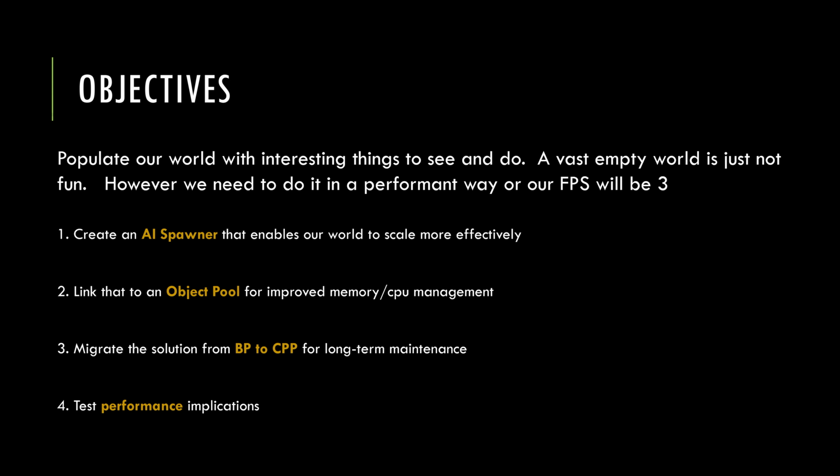So we're going to use four basic techniques that we'll explain through the video series. We're going to be creating an AI spawner, and that allows our world to scale by only considering those actors that are relevant for the world. We're going to link that AI spawner to an object pool, which helps us manage our memory and CPU utilization, and we'll dive a little bit into those topics as we get into the object pooler in more detail.